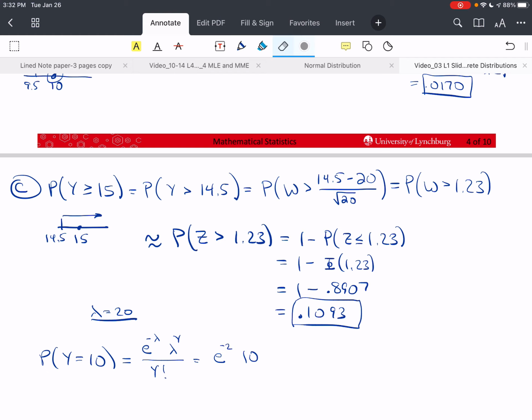And then I've got lambda, which is 20, raised to the 10 over 10 factorial. Let's see what my calculator gives me for this. Second, e negative 20 times 20 raised to the 10 divided by 10 factorial: 0.0058.